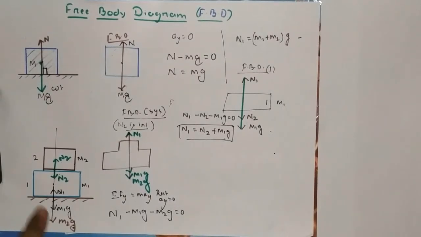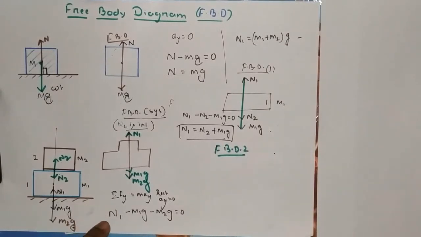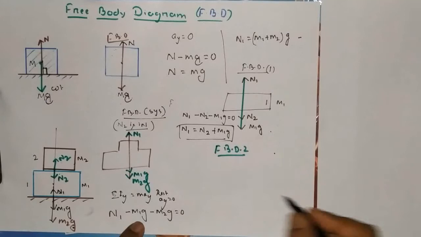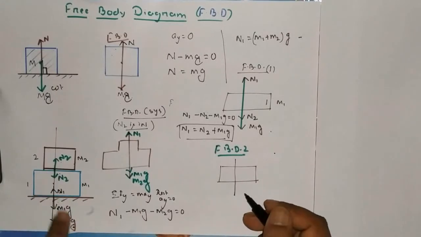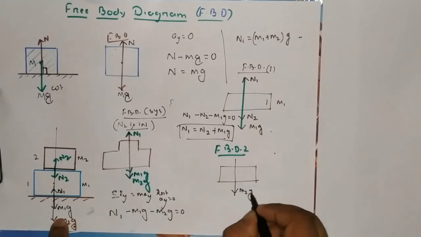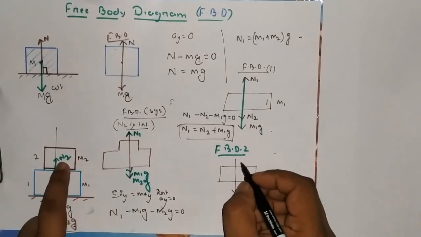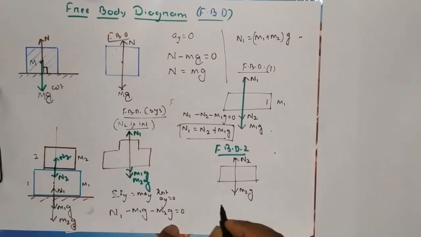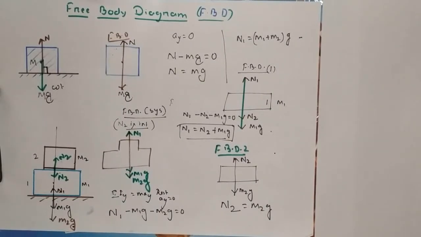Let us go for the free body diagram for 2. In this case, what happens? If I draw for 2 only, I am getting due to M2, M2g acting downward, and one external force from M1 to M2, that is N2. So from here I will get N2 equal to M2g. I hope you got that idea. If you did not get it, you can repeat this video again.